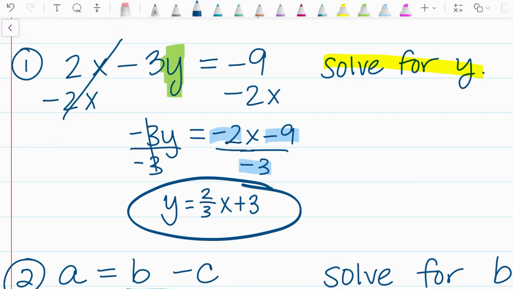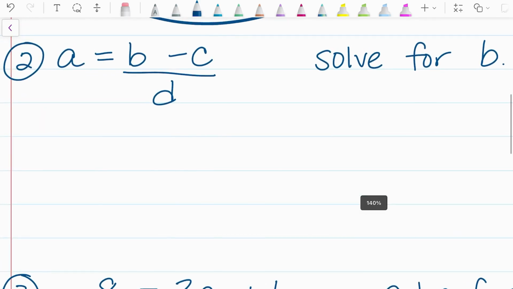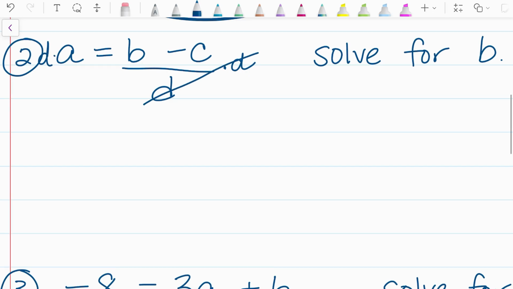So we are done. All right, the next one, a little bit weirder. We are solving for b. They are all letters, and this is okay. We use the same operations as if there were numbers here. All of the top, the whole numerator, is being divided by the d. And so in order to make it go away, I'm going to multiply by d. The dividing by d and multiplying by d cancels out.